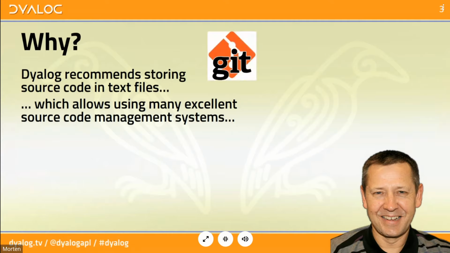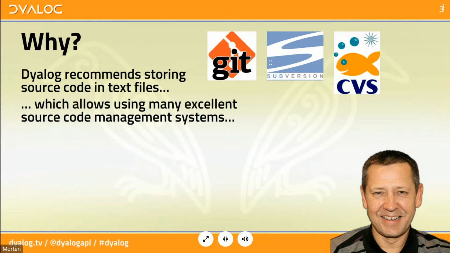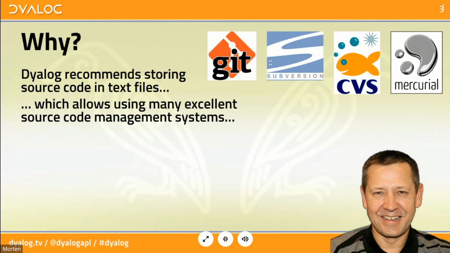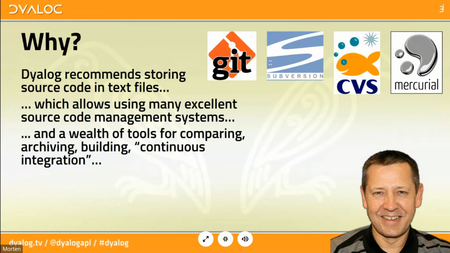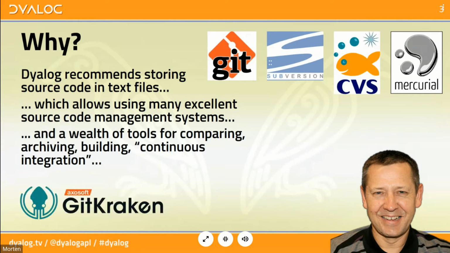systems, products with names like Git, Subversion, CVS, Mercurial, just to name some of the most widely used, and also a huge collection of other tools that various communities have created to help you manage source code, build, test, distribute applications, move in the direction of continuous integration of your applications.